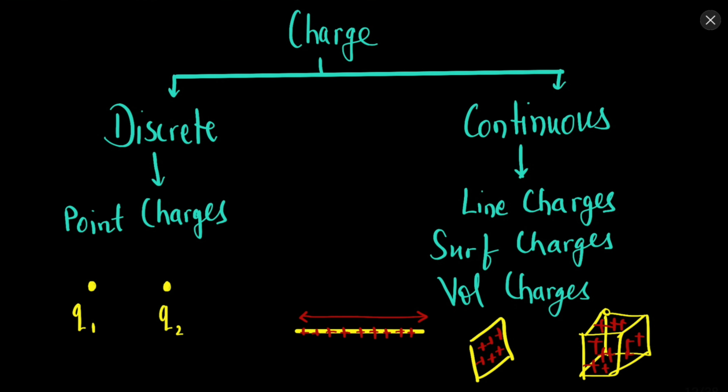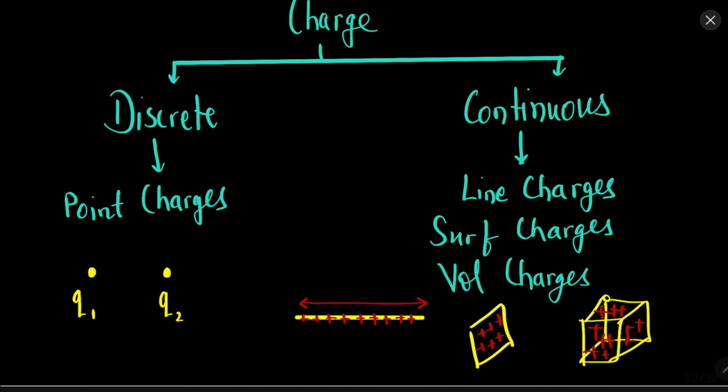Charge is usually in two states. It can be discrete in nature, or it can be continuous. For example, if you have a point charge, you can consider it to be a discrete charge, because it is at this particular location only. But there can be continuous charge distributions as well. For example, there can be line charges, surface charges, or volume charges.